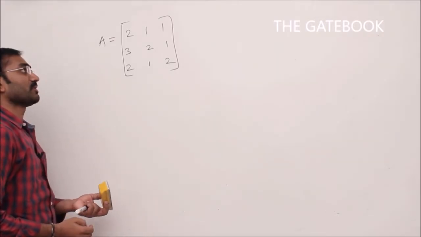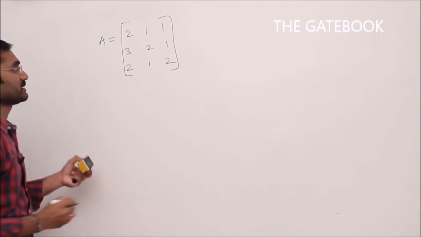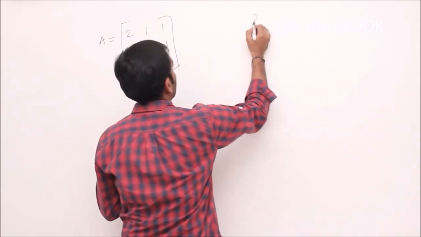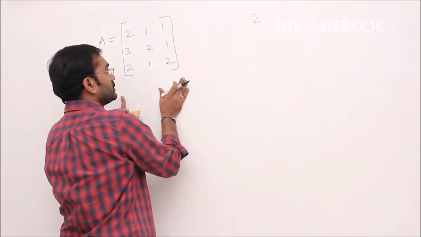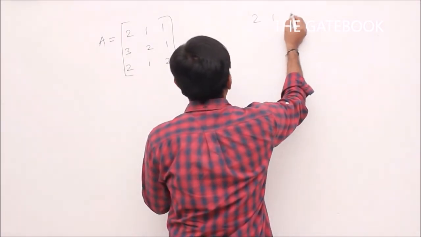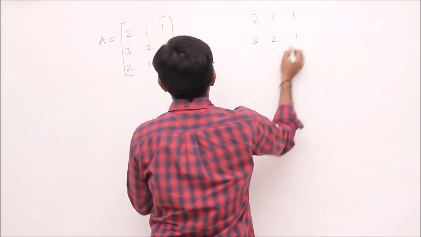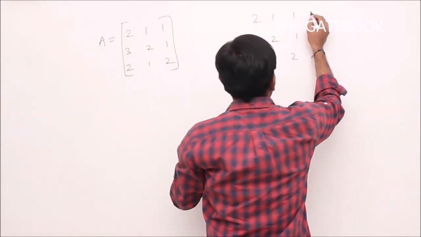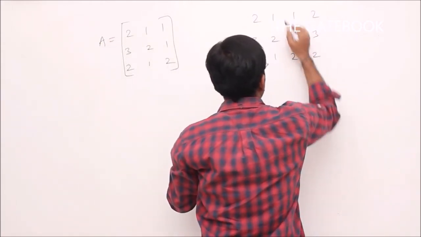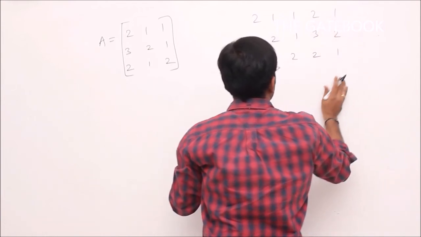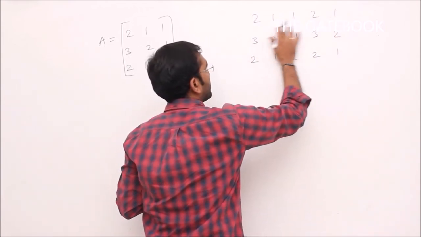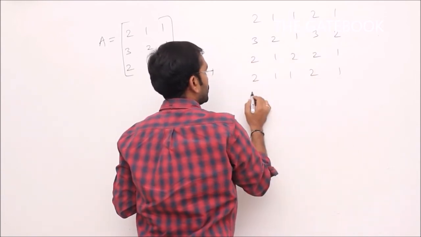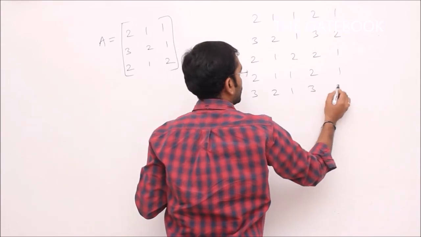Now we'll do a shortcut method to find the adjoint of any given matrix. See here. First write down the elements of the given matrix. This is the given matrix. We need to find the adjoint of this matrix. 2 1 1, 3 2 1, 2 1 2. Repeat the first column here, 2 3 2. Repeat the second column, 1 2 1. Now at the bottom repeat the first row completely, 2 1 1 2 1. Repeat the second row, 3 2 1 3 2.